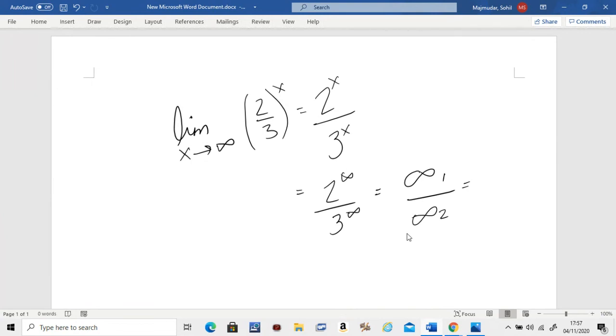What you have to do is decide which of the two infinities is bigger. Is infinity 1 bigger than infinity 2, or is infinity 2 bigger than infinity 1? That comes from these numbers here. Is 2 bigger than 3? No. Is 3 bigger than 2? Yes. If 3 is bigger than 2, the bottom infinity is bigger. And whenever the bottom infinity is bigger, remember the answer is always 0. Just make a note: if the bottom infinity is bigger, the answer is 0. If the top infinity is bigger, the answer is infinity.